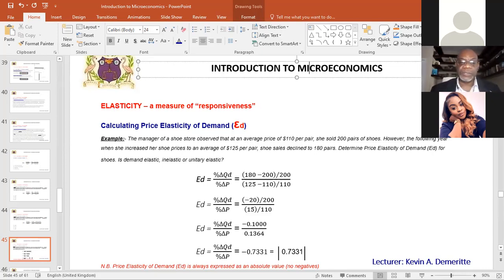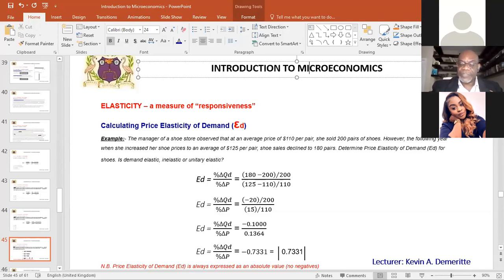One other thing to note, price elasticity of demand, E of D, is always expressed as an absolute value. So even though our answer comes out negative, you see where you put the 2 bars on either side? That says that I'm expressing this number in absolute value terms. So there are no negatives in an absolute value term. Those 2 lines say that I know the number calculated to be negative, but my answer is supposed to be in absolute value terms.